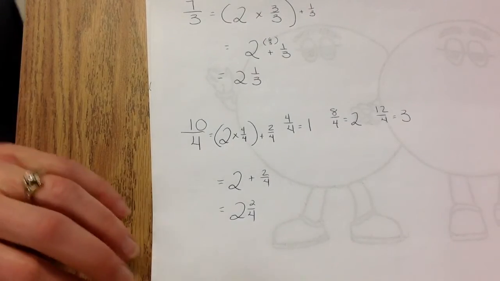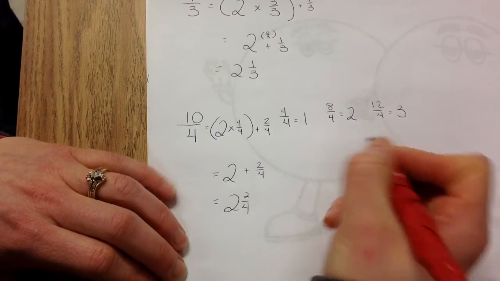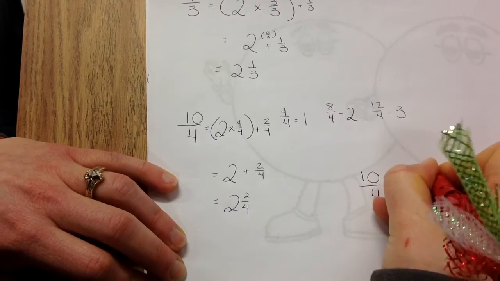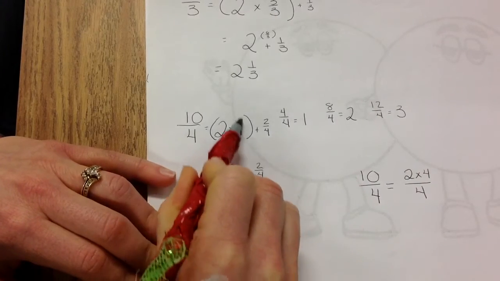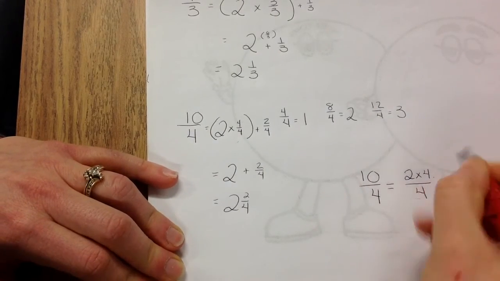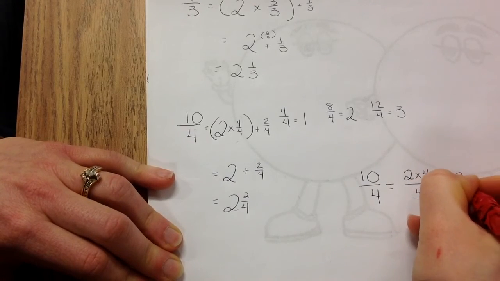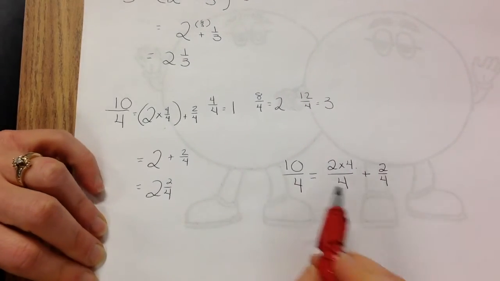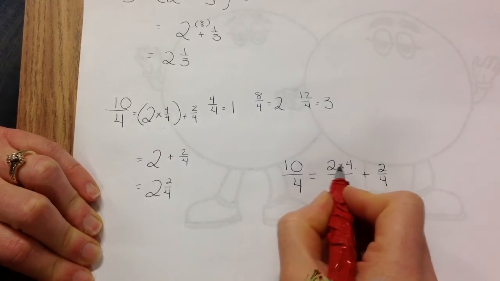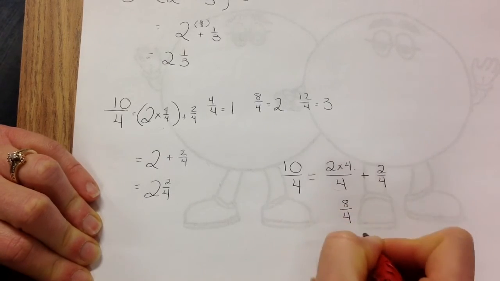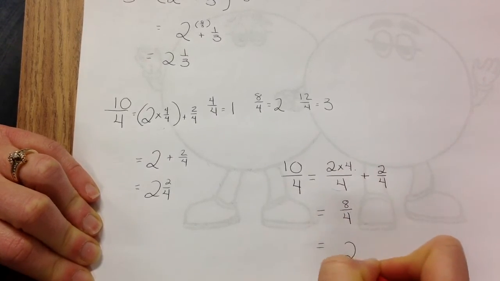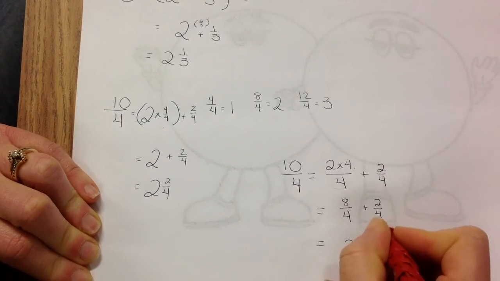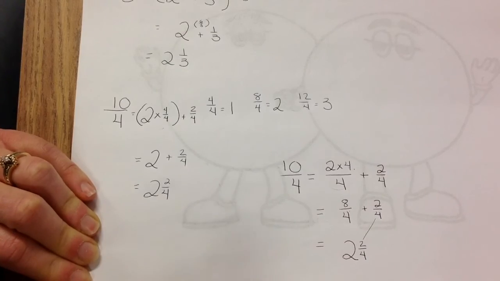What I'm going to do now is write an expression a little bit differently. Watch how I do this. 10/4 equals 2 times 4/4, plus 2/4. You can still solve this the same way. 2 times 4 is still 8/4, which is still 2. 8/4 plus 2/4. Bring down that 2/4. You get the same answer.